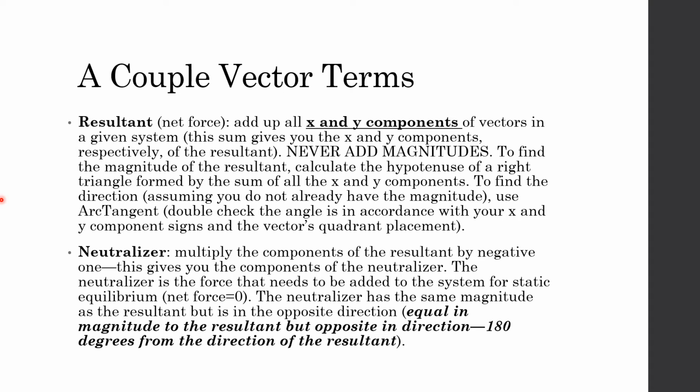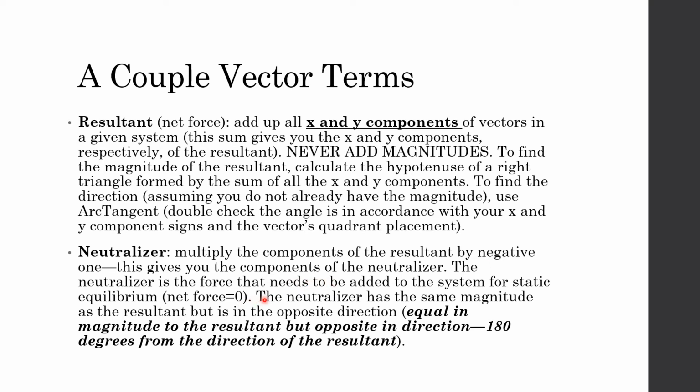And if you've drawn a drawing, which you should, double check that it's lining up with the vectors that you've drawn in your drawing. All right, the neutralizer. So this is what needs to be added to the resultant so that the forces sum up to 0. The way that you get the neutralizer is you multiply the components of the resultant, so your net force components, by -1, okay? And this will give you the components of the neutralizer.